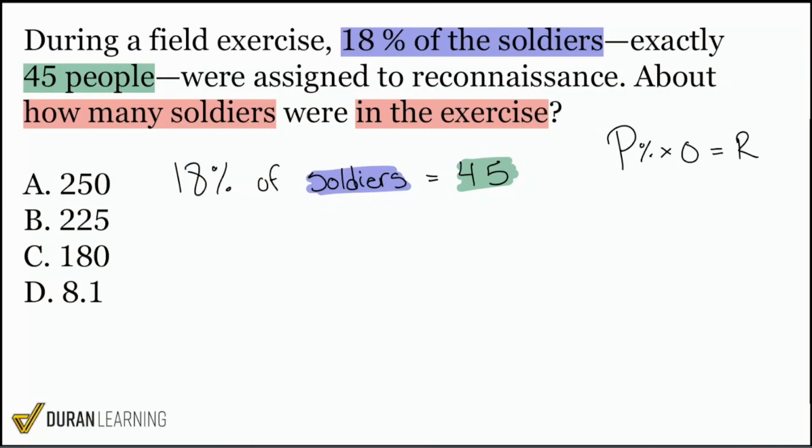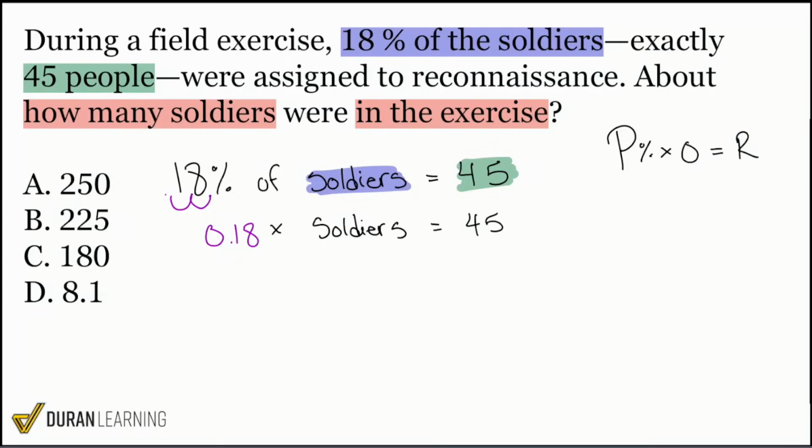Let's solve. Because we know that the word "of" means multiply, we have 18% times the number of soldiers, and that's going to be 45. But don't forget, if we're going to be dealing with the equation, this percent cannot be a percent anymore. We have to turn it into a decimal. To do that, remember that we take the decimal and move it twice to the left. So that's 0.18.